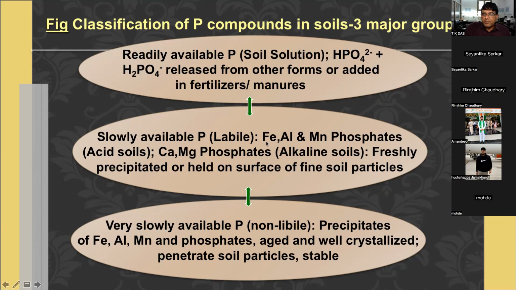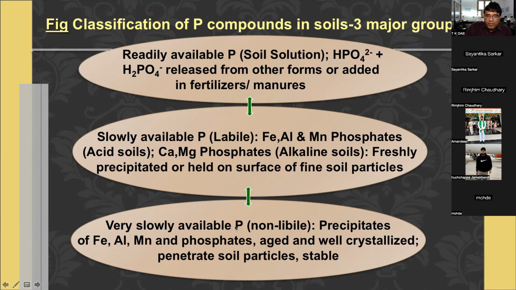It is actually fixed with iron, aluminum, and manganese phosphate in acid soils, and calcium or magnesium phosphate in alkaline soil. This is considered labile phosphorus, but freshly precipitated or held on the surface of fine soil particles or clay particles. So, freshly precipitated. But if it has become old or has been occupied by hydroxides of aluminum or iron, then it will become very slowly available. So this is slowly available P.